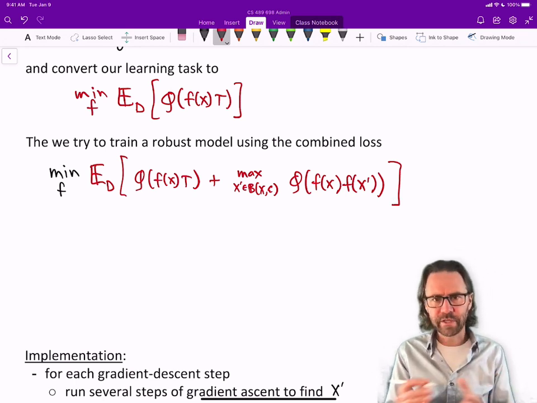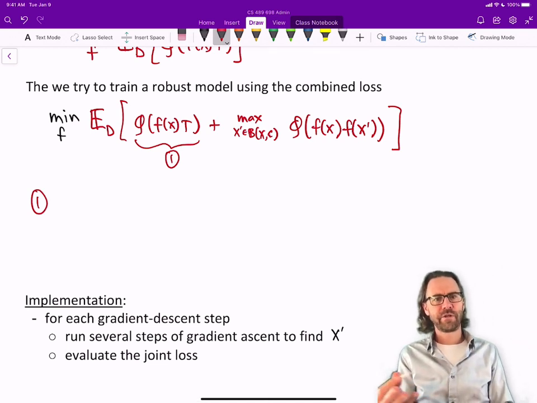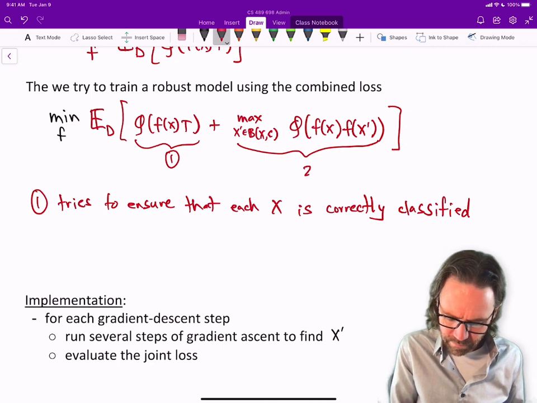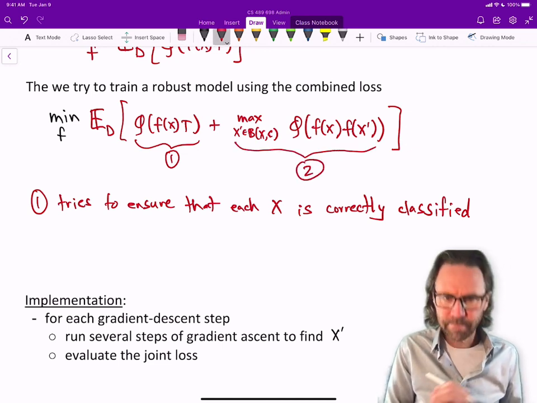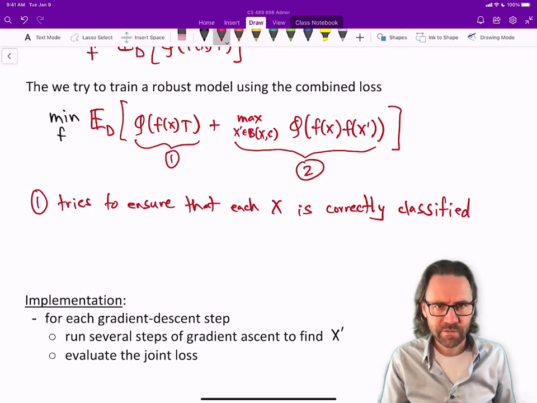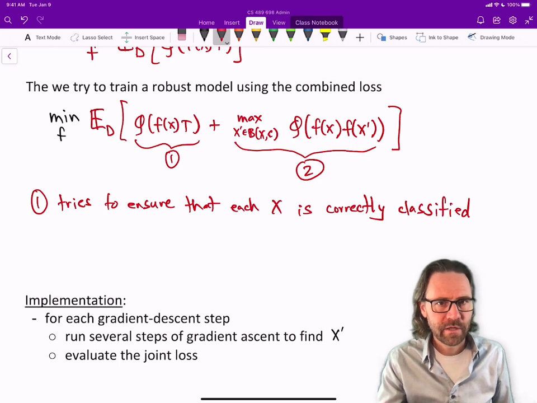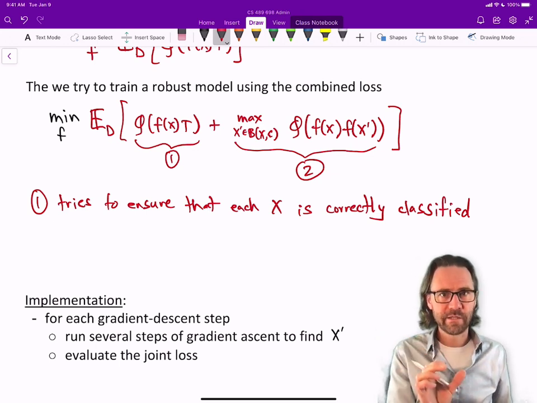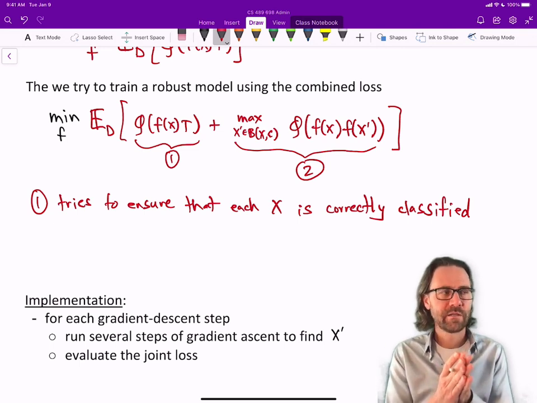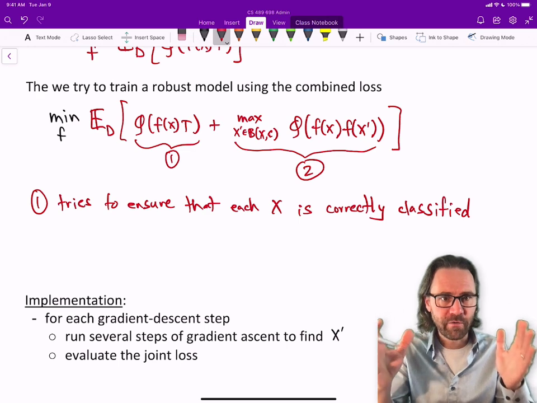Okay, so putting these two together, this first term, which I'll call 1, tries to ensure that each x is correctly classified. Now term 2, that part there, adds a penalty for models of f that put x within epsilon of the decision boundary. So we're in the business here of changing our model f, right? We're minimizing this loss by adjusting our model f. So we have choices for f. This term is going to penalize f's that allow nearby adversarial examples. So what we do is we find a nearby sample that gives us the worst case scenario, and the outer minimization here says try to avoid that. Try to find an f that avoids that.